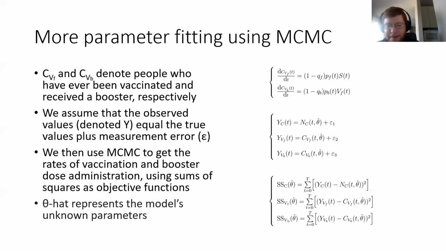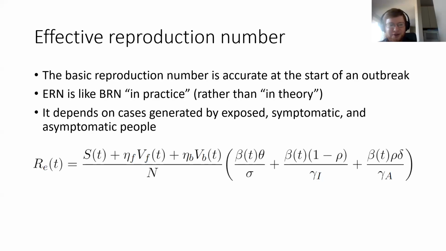If we had the number of people who've ever been vaccinated and ever received a booster, because those are tracked. We had those thanks to Our World in Data. So thank you to those guys. So we just compared the predicted versus actual, and then for each potential set of parameters, denoted theta hat, we just picked whichever one was the best. 'Cause that's how it works.